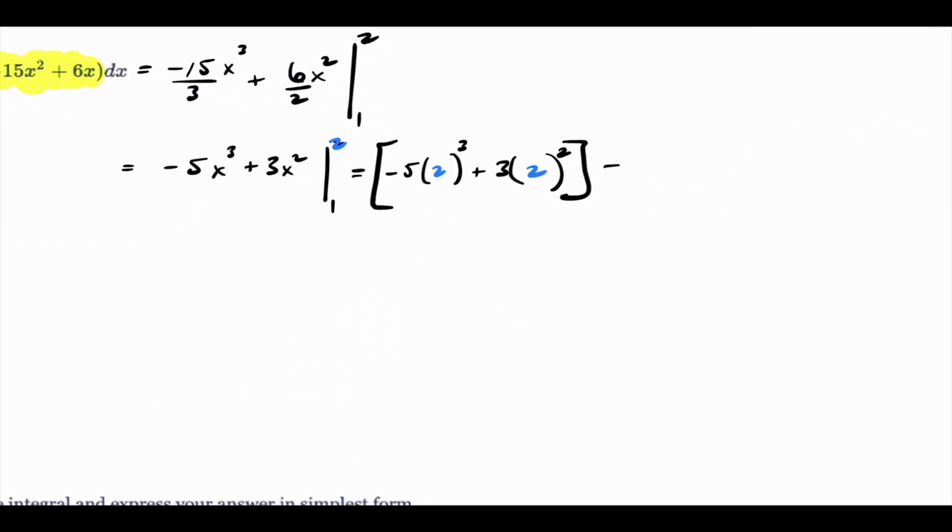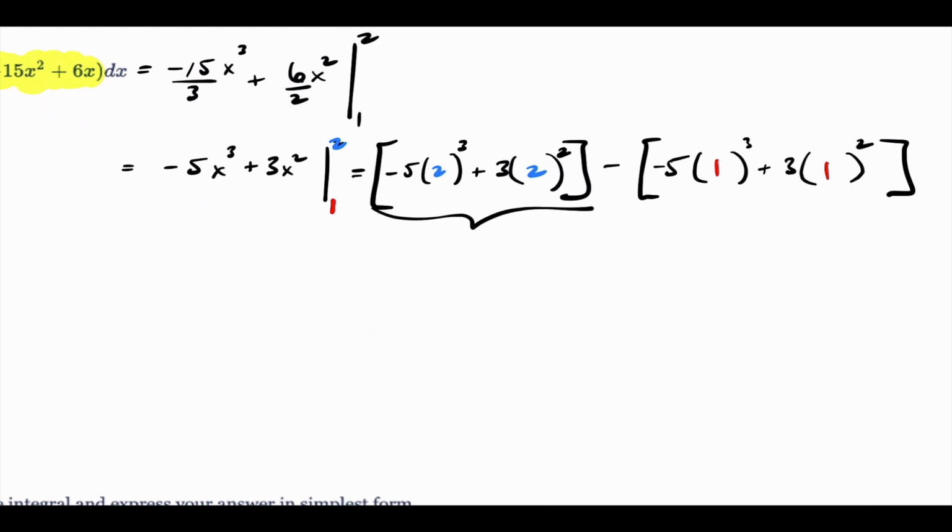I'm going to do the same thing, except instead of a 2, I'm going to put a 1. So negative 5x cubed, instead of an x, I'm going to put a 1, plus 3x squared. Simplify and you're done. Okay. So let's see in here. Let's see, negative 40 plus 12.